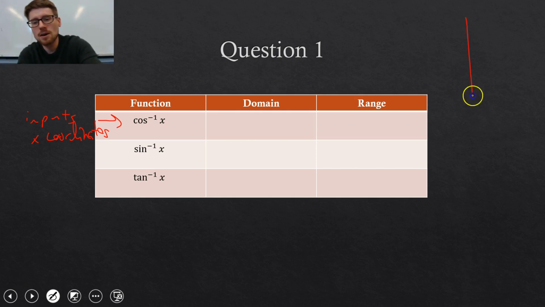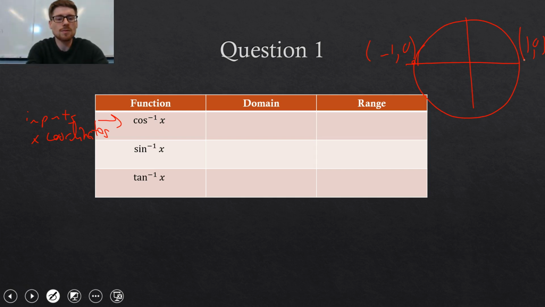And so if you think about x coordinates on the unit circle, the x's range from -1, this is -1, 0, all the way to 1, 0. So the inputs to cos inverse are going to be numbers in that set from -1 to 1. And now the trickier one is, what range do you get from cos inverse? Since it's a function, it gives you one answer, one angle, and one angle only.